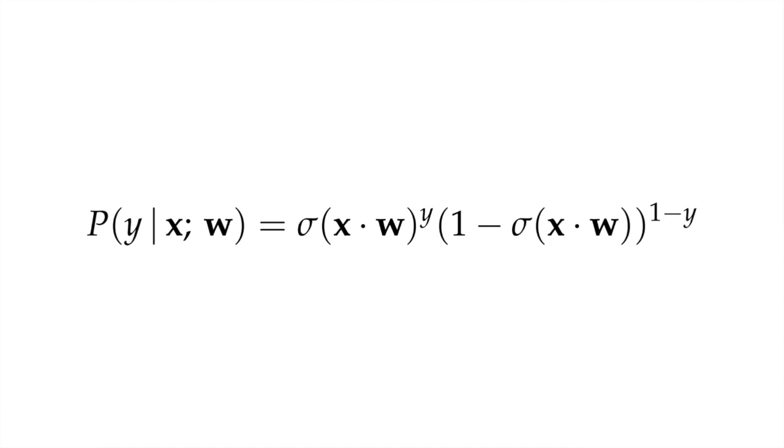Raising a prediction to the power of 0 turns it into 1. When you multiply those two things together, one of the probabilities survives and the other one drops out. If y is a positive example, then the first term in the product survives. If y is a negative example, then the second term does.